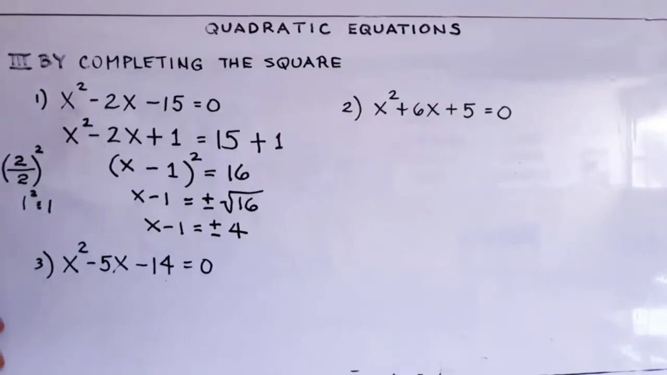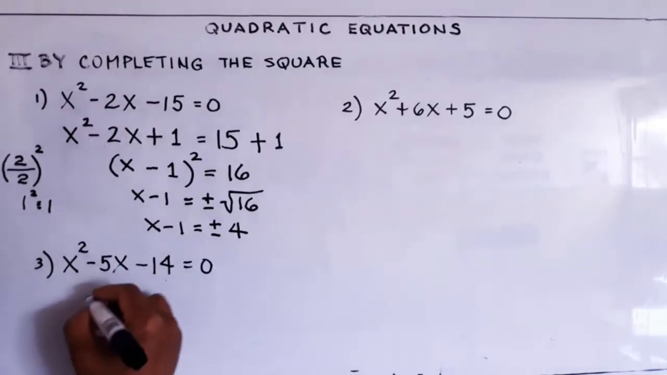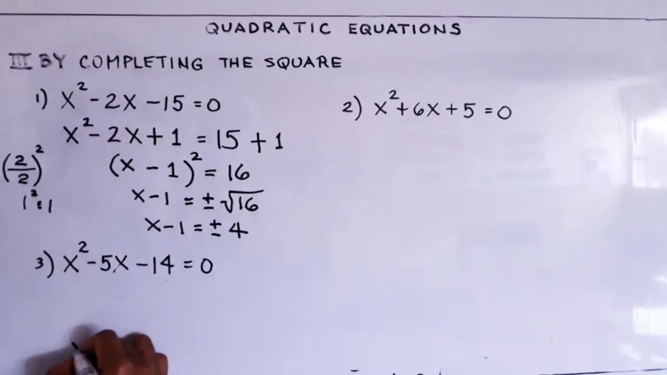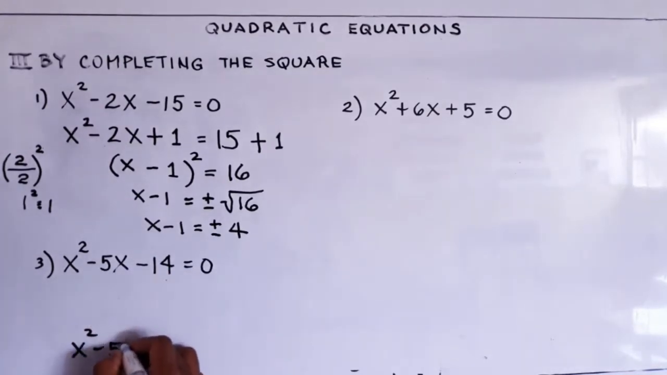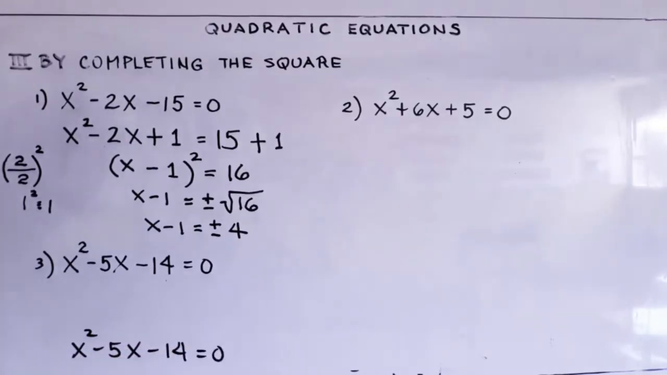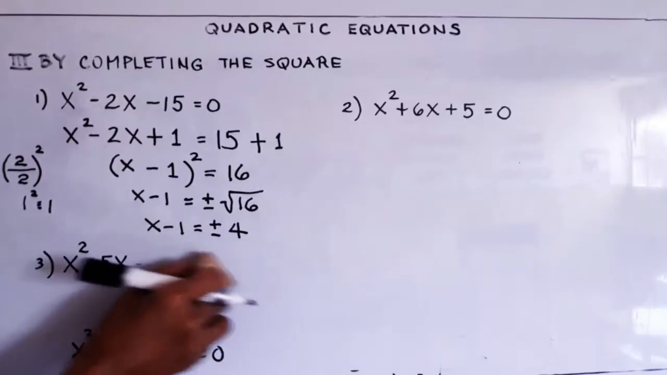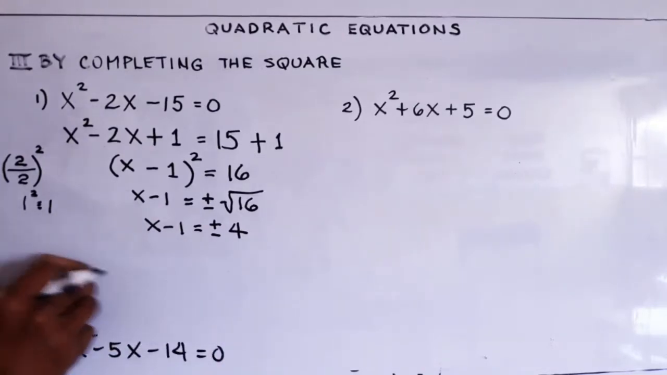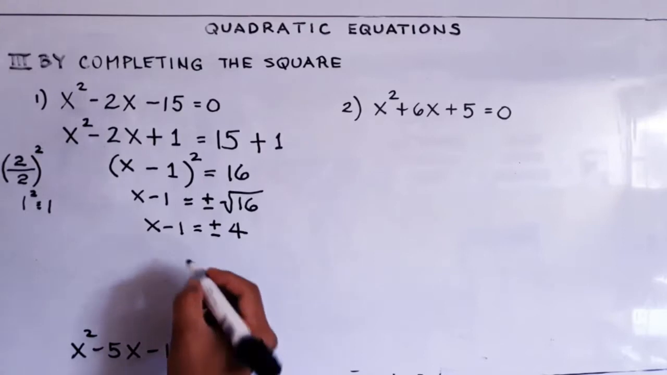Now we are not yet done. Can I write this one below so we can use this one? So we have x squared minus 5x. So we can erase that one so that we can have space to write. So here we solve for x.